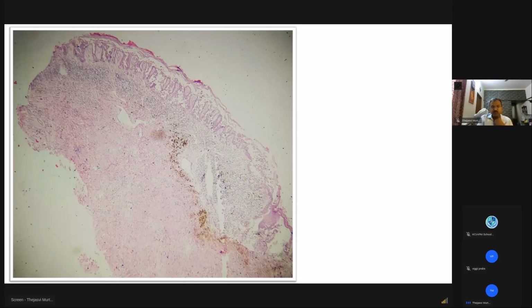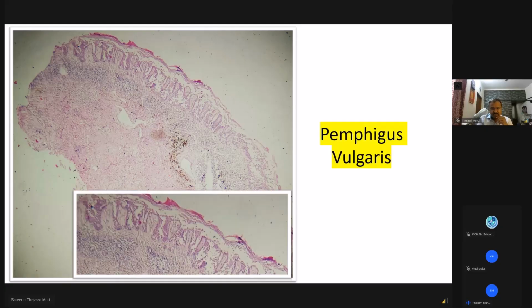Then it is a suprabasal bulla with those tombstones that you're seeing, a remnant of basal layers, basal cells. It's a suprabasal bulla. So it's pemphigus vulgaris along the basal layer. So if you see, you can see this inset picture. You can see the.